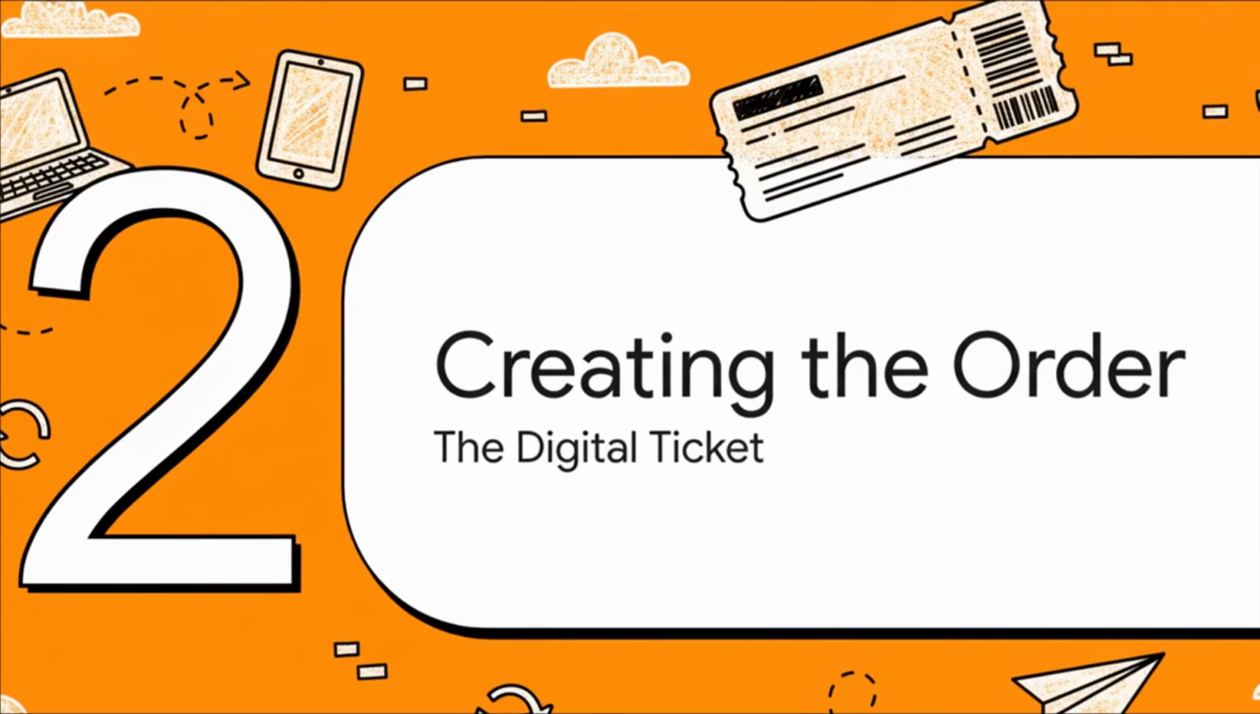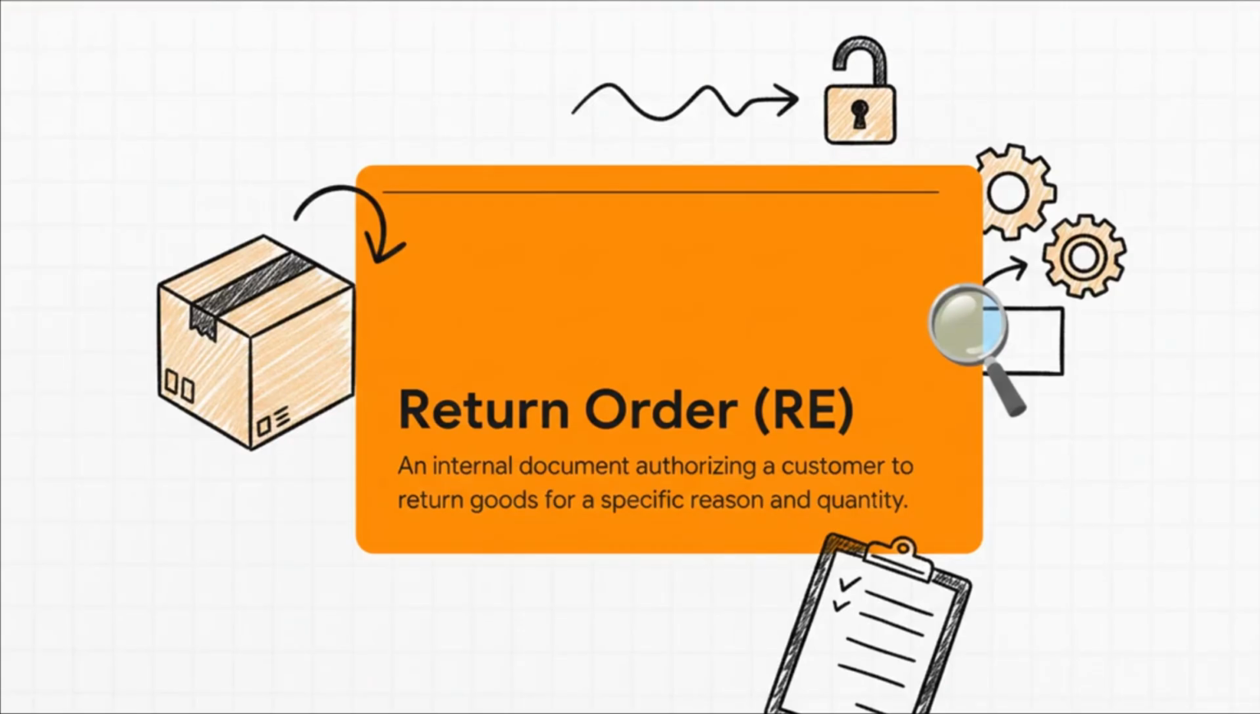Okay, so Act 1, this part is purely digital. The best way to think about it is like booking a return flight for your product. Before that box can go anywhere, it needs an official ticket logged in the system. And this ticket has a name. It's called a return order, or just RE in SAP speak. This thing is the foundation for everything. It's not just some casual note, it's a formal authorization that says, yes, we officially agree that this customer can send this exact item back for this specific reason.